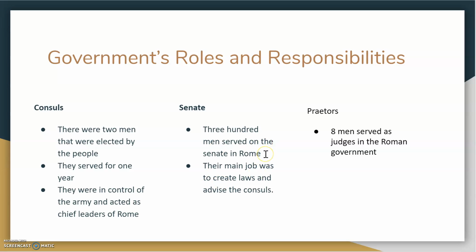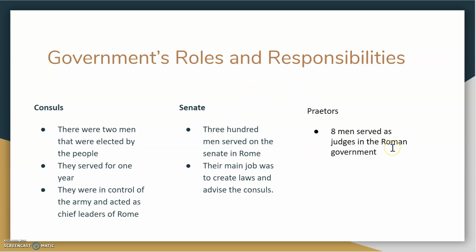The next part of the Roman government was the Senate. So there were 300 men that served in the Senate of Rome. Their main job was to create laws and advise the consuls. Very similar to America's government, we have the legislative branch, and part of the legislative branch is the Senate. They create laws, and they help the president.